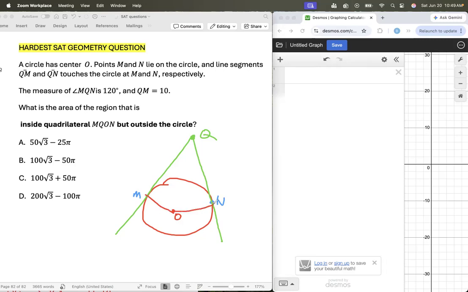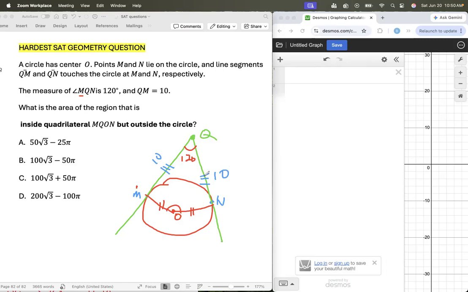Now, connect your radius. From here to here will be your radius, and you see this is congruent to that. And so this is our central angle. We don't know it. They said the measure of the angle between Q, M, and N, so MQN, is 120 degrees. So from here to here is 120 degrees. And it said QM, from here to here, is 10. And if this is 10, the distance from Q to M is the same as the distance between Q and N, and therefore this is also 10.